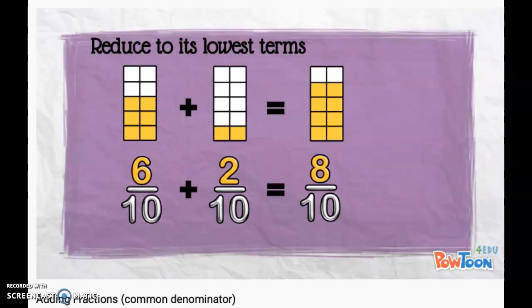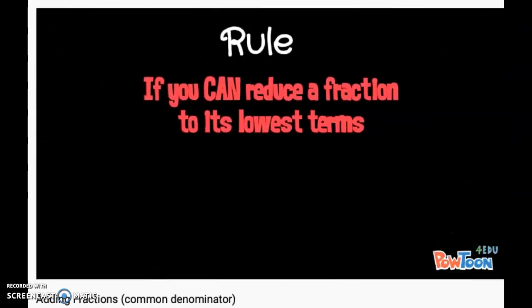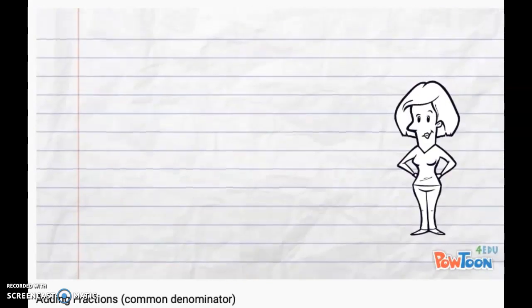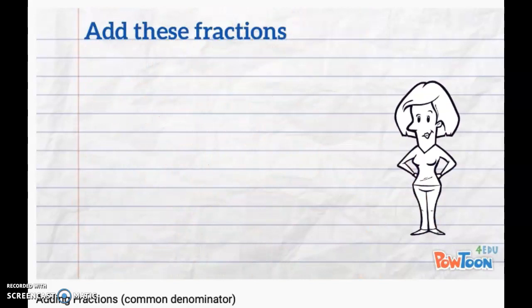8 and 10 are both even numbers, so they can be divided by 2. I can simplify this fraction. And when you divide top and bottom by 2, you get 4 over 5. That is a simplified fraction. It is now reduced to its lowest terms. The rule is, if you can reduce a fraction to its lowest terms, have a Nike moment and just do it. And you may be asked to add more than 2 fractions together, like this.